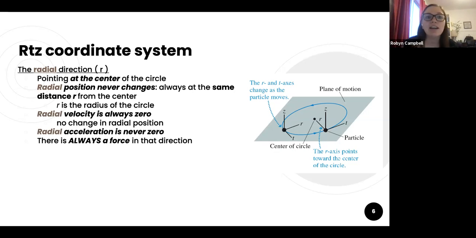So the radial position is not moving in and out of the circle, so it does not change. The radial velocity is 0 because, again, it's not moving in and out of the circle. But the radial acceleration is not 0, because in order to move in a circle, there must be an acceleration towards the center of the circle. It's v squared over r towards the center. If it's moving in a circle, there has to be some force in that direction. Sometimes it's hard to identify, but if there was no force in that direction, it wouldn't be moving in a circle.